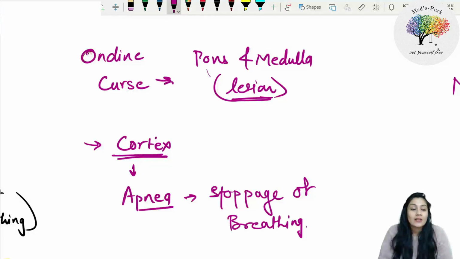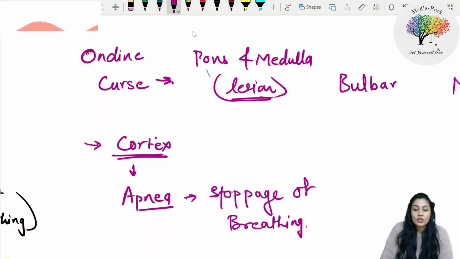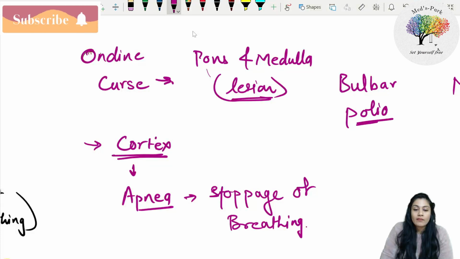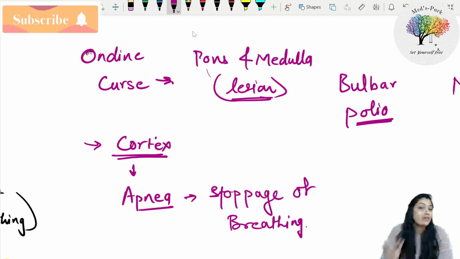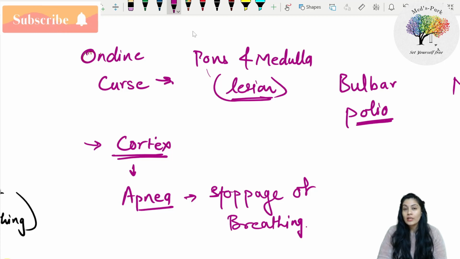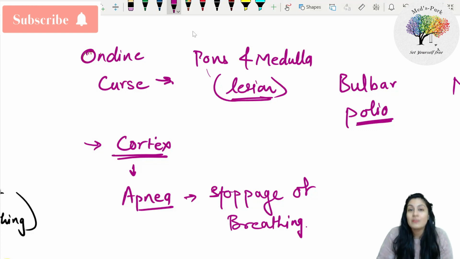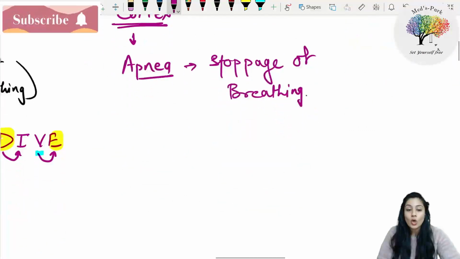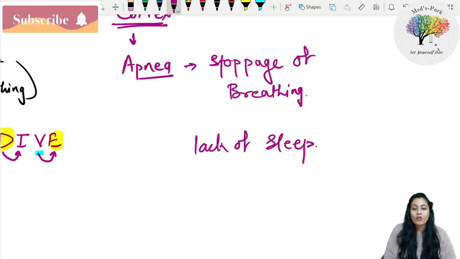That is known as the Ondine curse, especially in bulbar polio. If the patient is suffering from bulbar polio, bulbar means brainstem, right? It is affecting the brainstem. Pons and medullary centers won't be able to work over there. And in that condition, the cortex is the only way to survive. But the patient won't be able to survive for a longer time. Why? Because the death will occur, and that is not due to respiratory causes. Remember, the cause of death is lack of sleep. The patient won't be able to sleep.